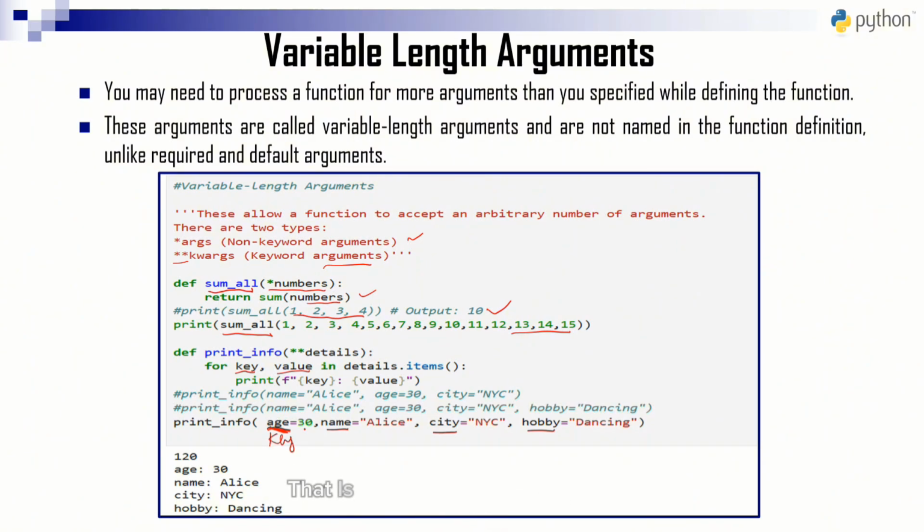That is a key, and this is the value. So we will get the output like this: age equal to 30, name, city and hobby.